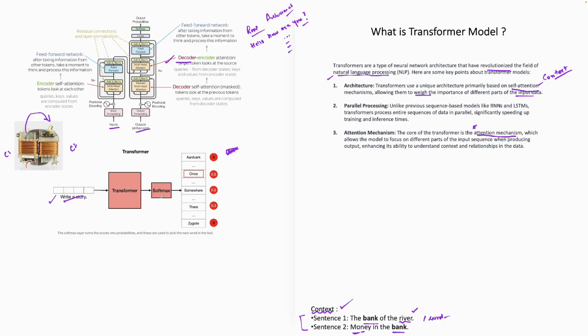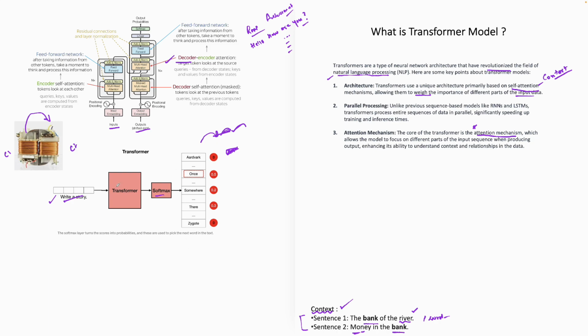So here is the concept of softmax, right? Now you may say, what is the softmax? The softmax layer actually turns the scores into probabilities, and then these are used to pick the next word in the sequence. And this actually continues like this. It keeps on going like that.